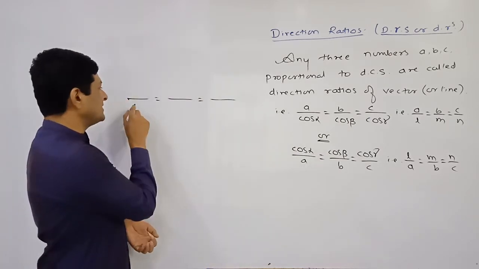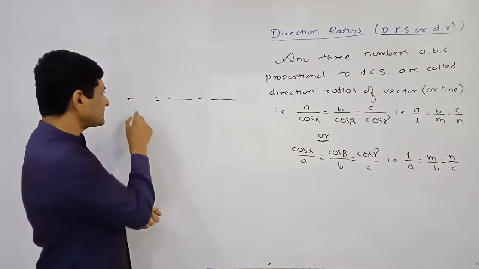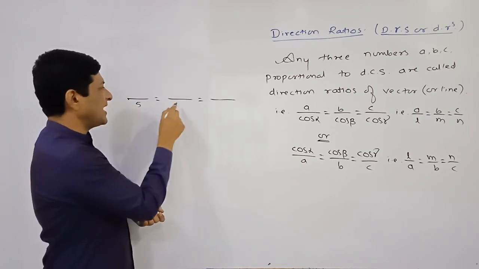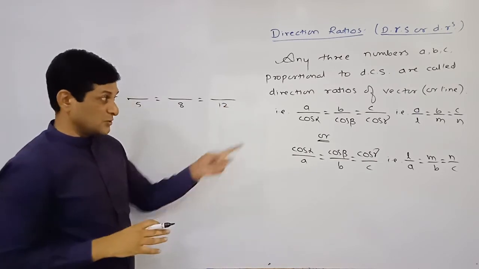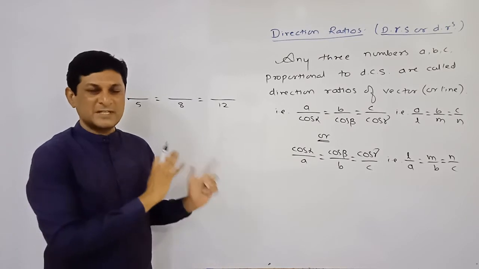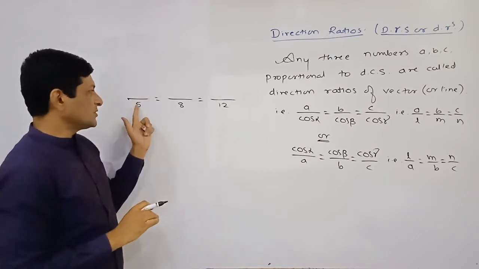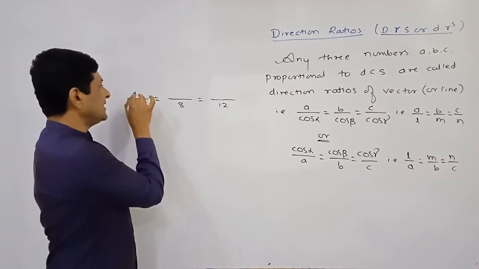Just try to understand this with one example. Let one number be 5, another 8, another 12. Don't consider these as the values of cos alpha, cos beta, cos gamma; I am just giving one example. Suppose that in the denominator we have 5 and 12, and now we consider any number here, say 3.